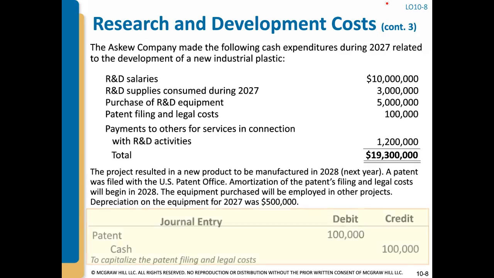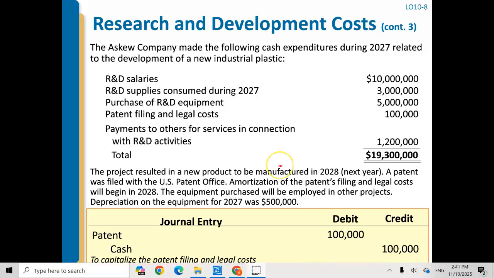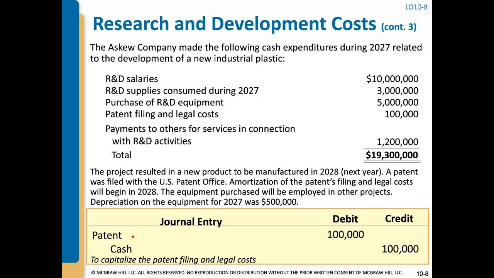Let's continue with the next cost. Let's talk about this patent filing and legal cost. The patents are not expensed as R&D, but rather they are capitalized to the balance sheet and then amortized. And they're capitalized as an intangible asset because they relate to securing a legal right, not necessarily the research and development of the activity itself.